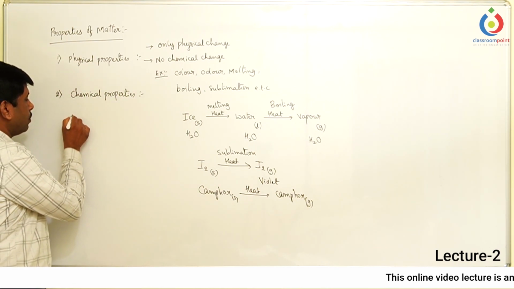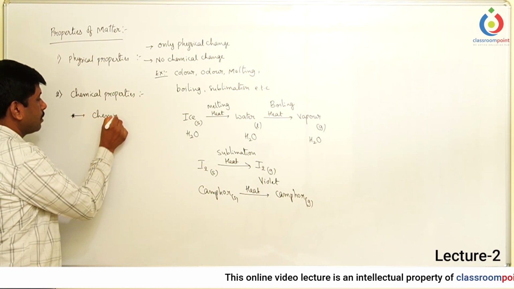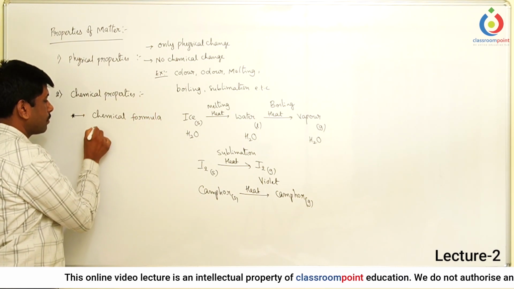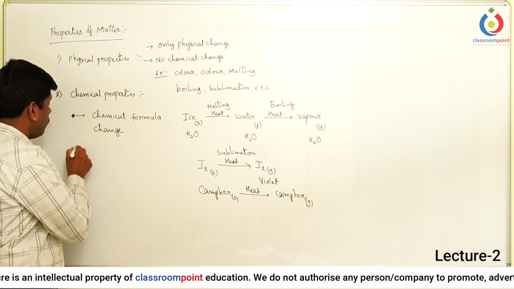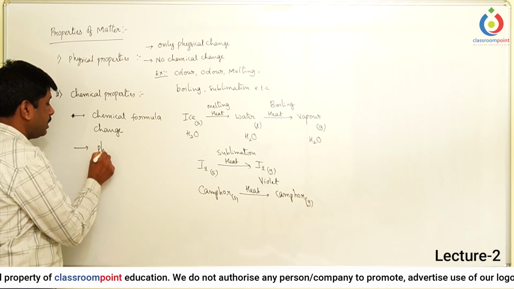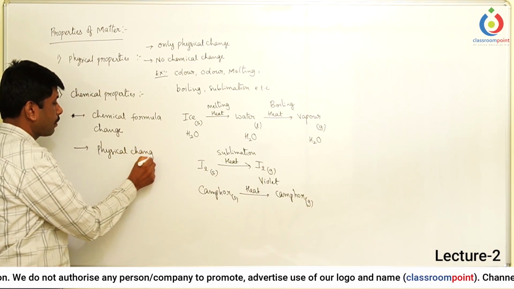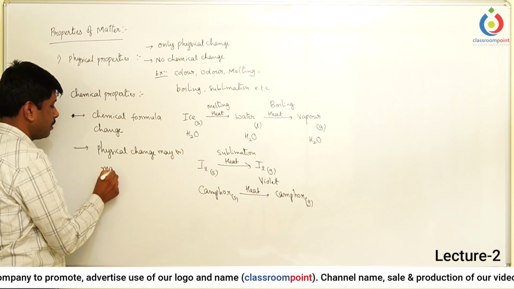Chemical properties include chemical change, meaning a change of chemical formula is observed. And what about physical change? Physical change may or may not be observed.